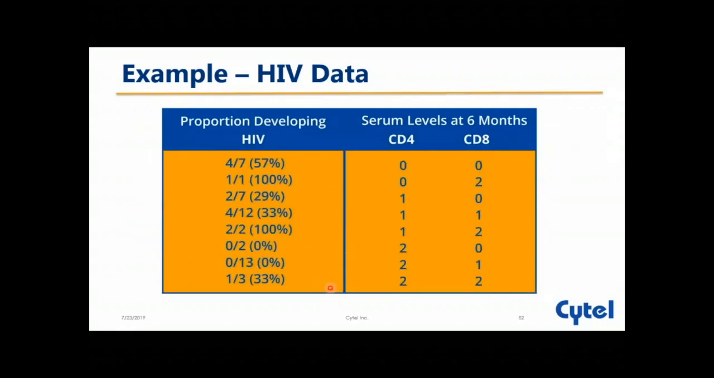Here is the data. It's not quite large. Here are the serum levels at 6 months of age in infants. The serum levels are converted into categorical data, that is 0, 1, and 2 are the 3 levels for CD4. Same thing for CD8, they are converted to categorical data. Here is the proportion of developing HIV. So out of 7 infants, 4 eventually developed HIV infection. So the percentage is 57% when their CD4 and CD8 levels were at 0 level at 6 months of age.